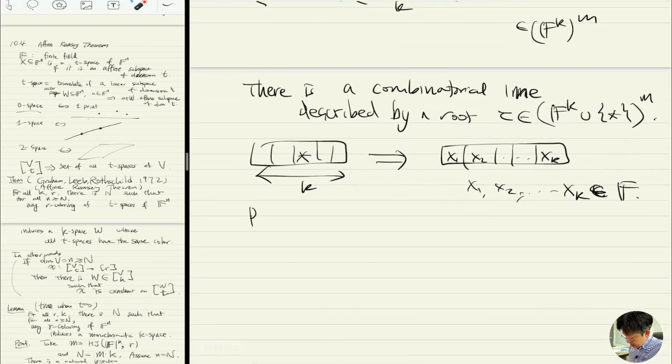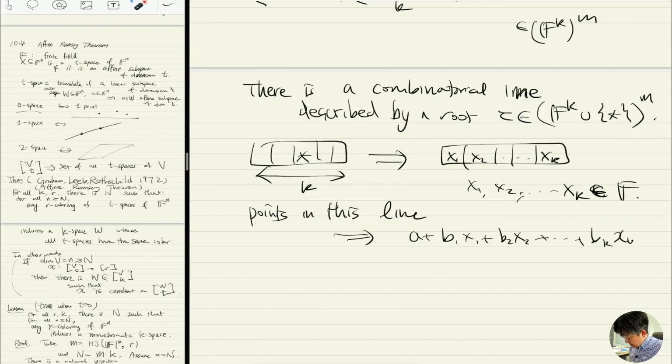Now, the points in this line correspond to something like a plus b1 x1 and b2 x2 and bk xk, right? Where b1 is the number of times that you have a star. Oh no, actually, am I doing this right?